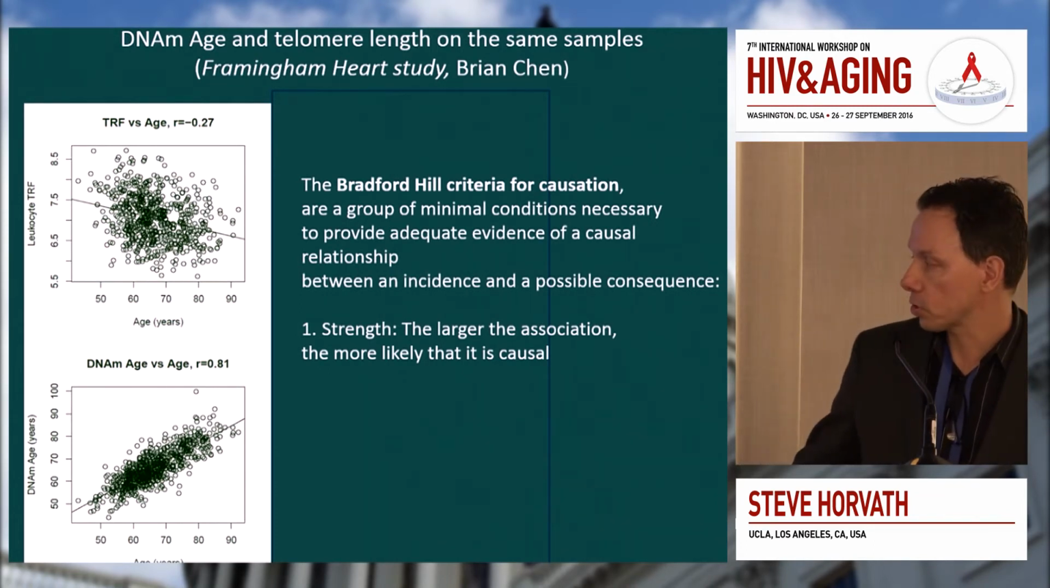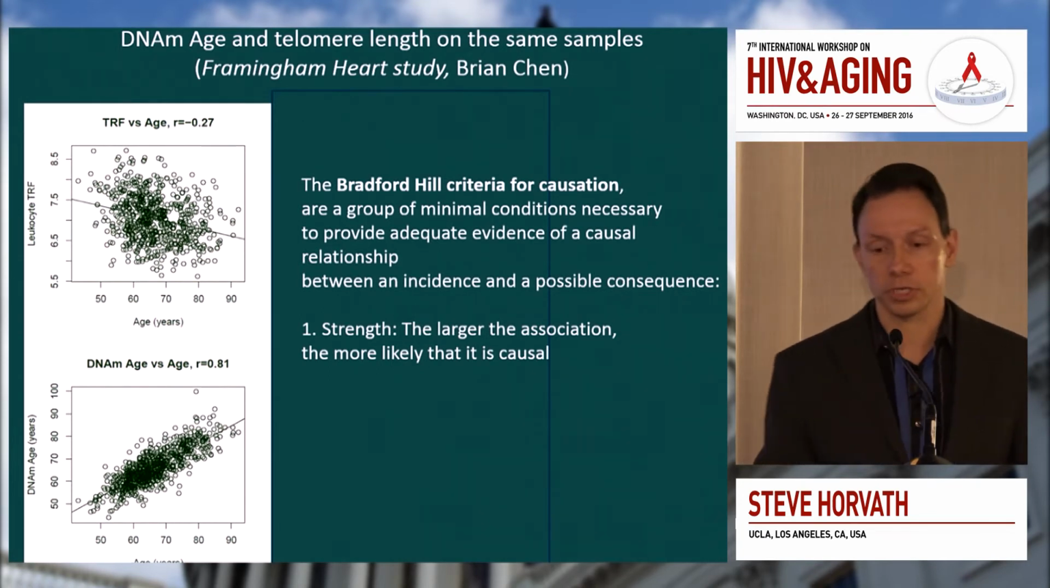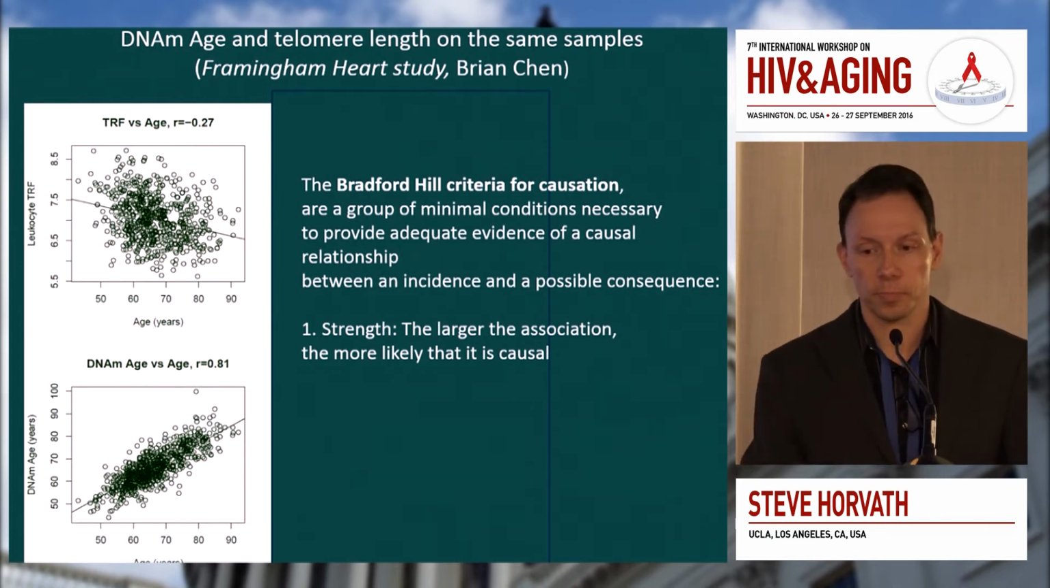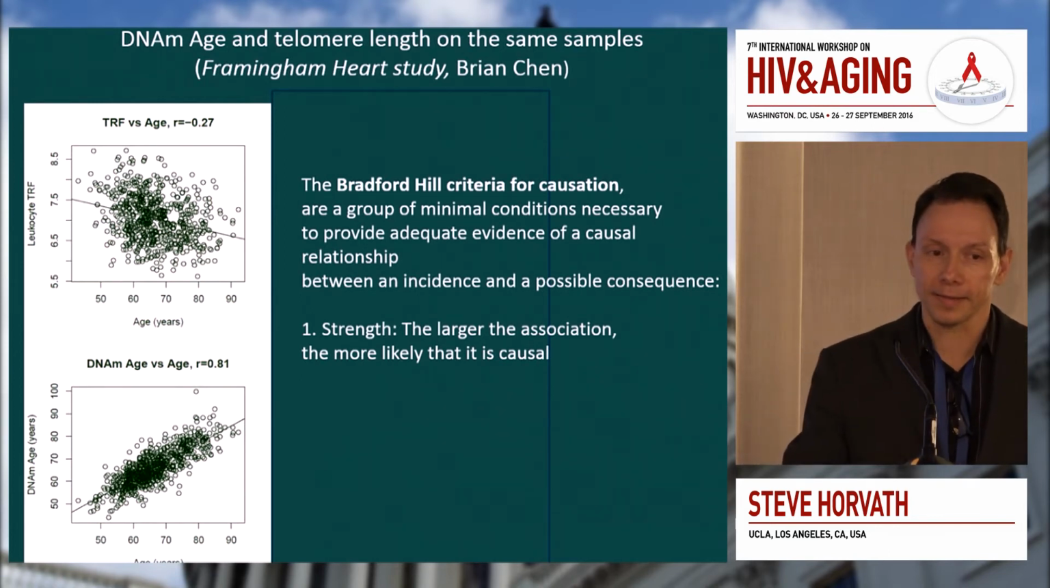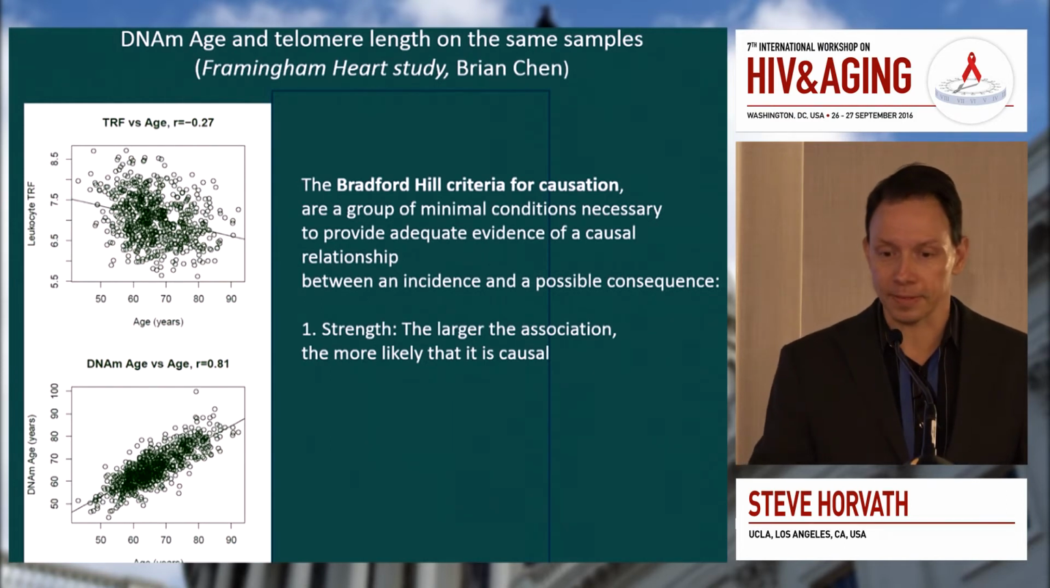And therefore, we could correlate methylation age on the y-axis versus chronologic age. And in the very same subjects, we now observe a correlation of 0.81. And that's my one slide to promote the idea that aging researchers should really look at methylation.